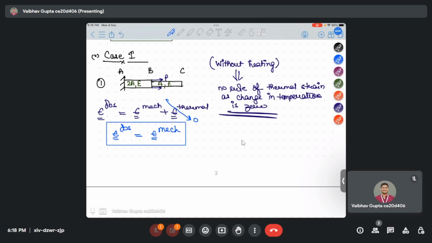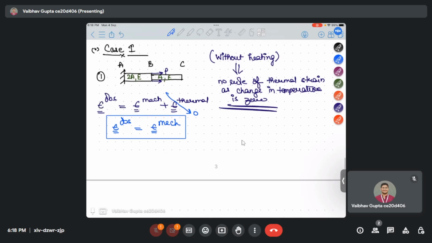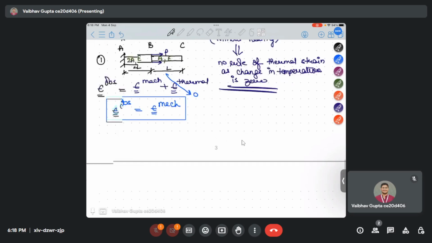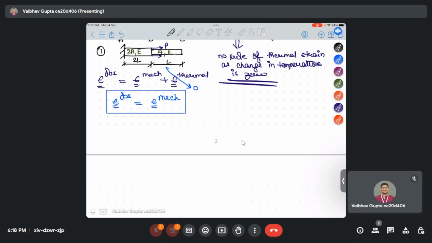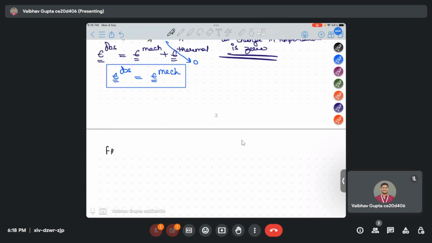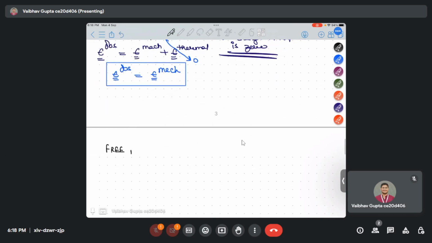Okay. So now coming back to the problem. Suppose the length of AB is 2L and the length of BC is L. For all this type of problem, I always suggest you go ahead with the first step as a free body diagram, because without the help of a free body diagram you cannot move further. I'll tell you step by step how to draw the free body diagram. For this problem, we'll draw the free body diagram.